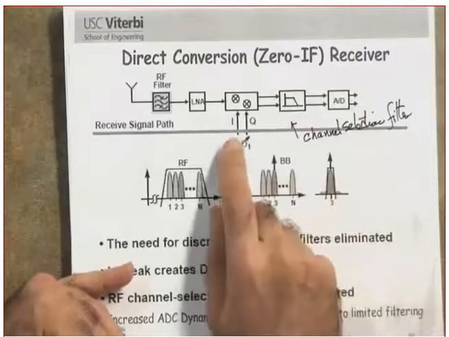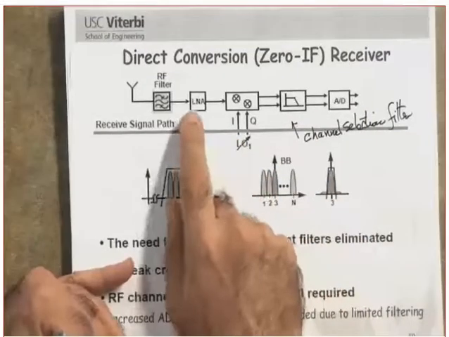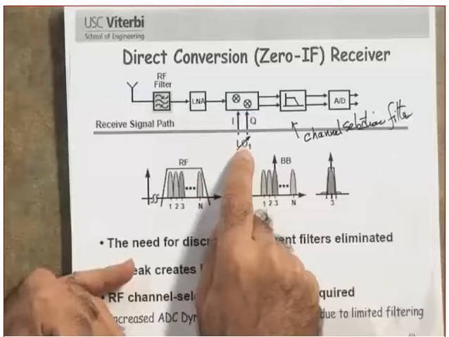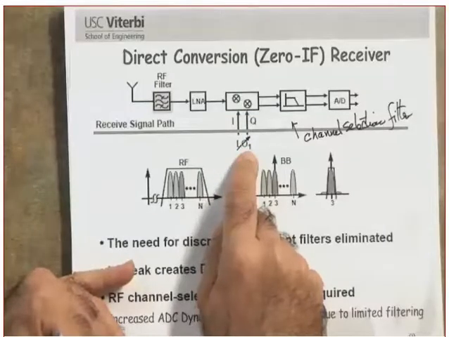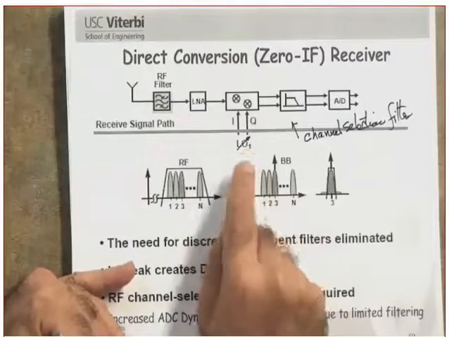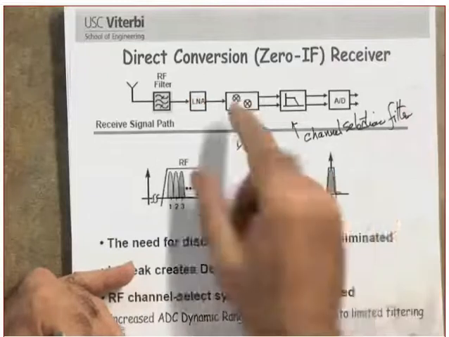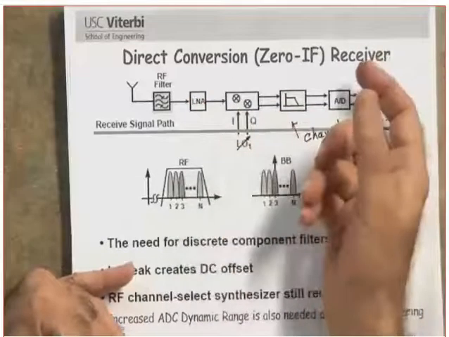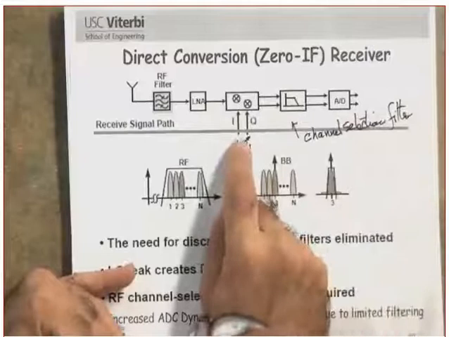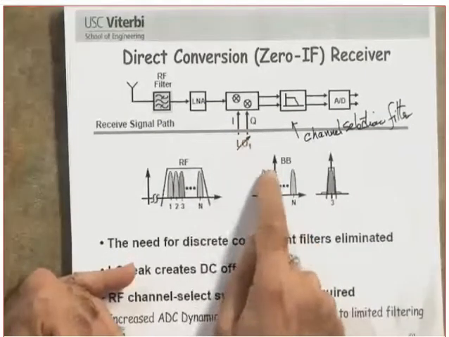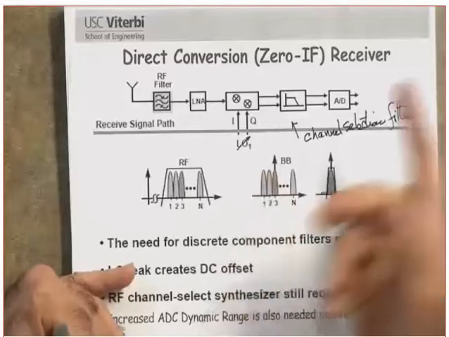Now, explain this one to me right now. This is this oscillator. Why is it variable? That's a synthesizer, which means we need an RF synthesizer. It's still variable. Can you tell me why? To get different channels. When you set this one up, the desired channel will be centered around the origin. Did you get this or not?